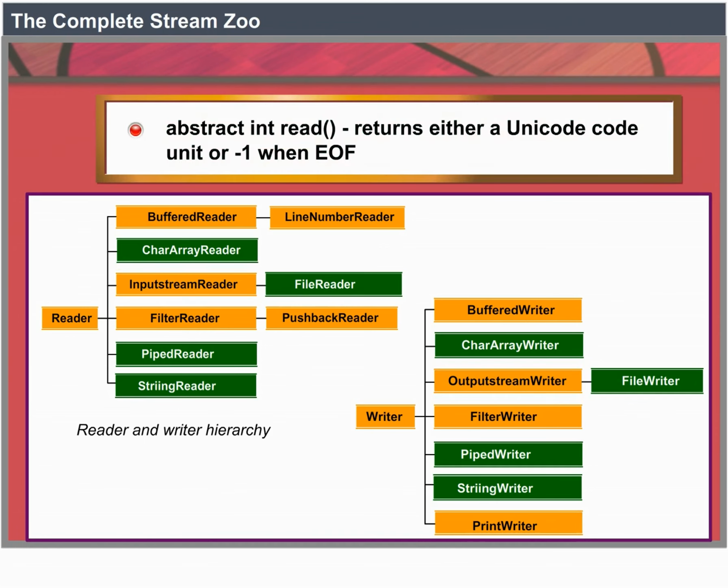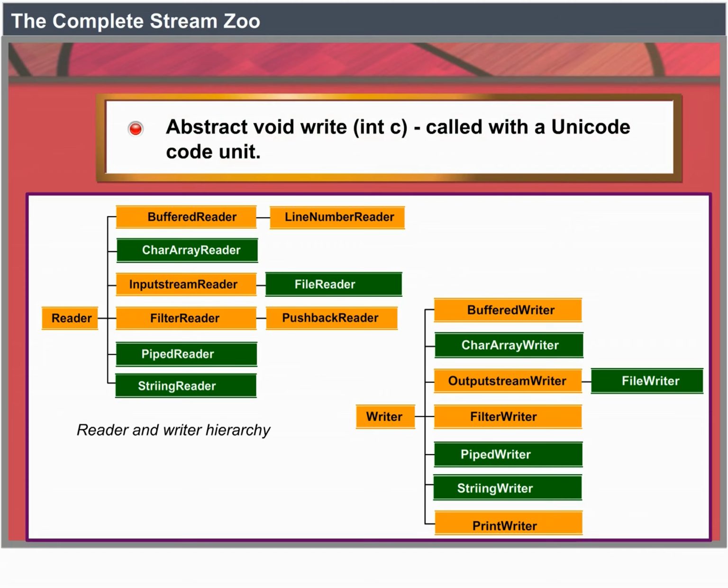Abstract int read() returns either a Unicode code unit or -1 when EOF. Abstract void write(int c) is called with a Unicode code unit. The following diagram shows the Reader and Writer hierarchy.